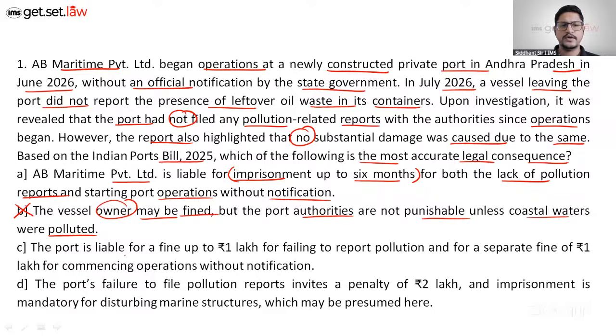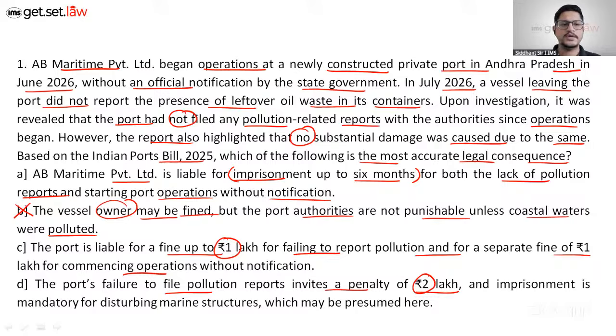This is wrong. The port is liable for a fine up to 1 lakh for failing to report pollution and a separate fine of 1 lakh. This is talking about a fine. And again, a port failure to file a pollution report invites a penalty of 2 lakh. Now, both of the options could be considered. Maybe 1 lakh could be the correct answer. But the reason is a fine of 1 lakh, is it too much or is it too less? Penalty of 2 lakh, is it too much, too less?